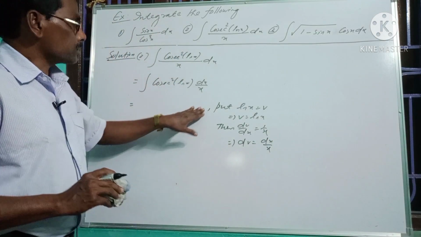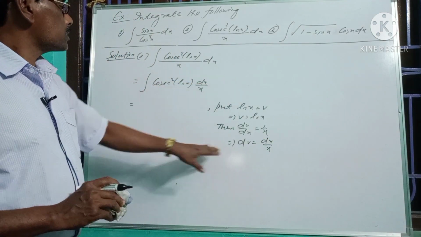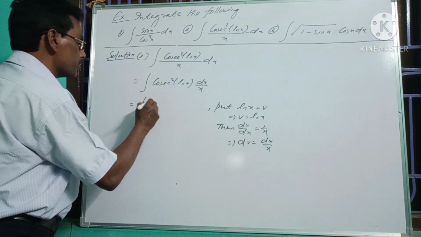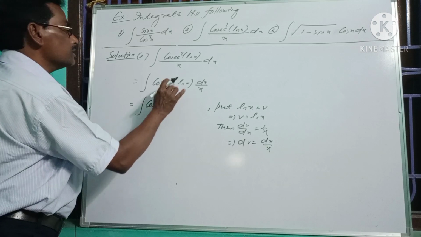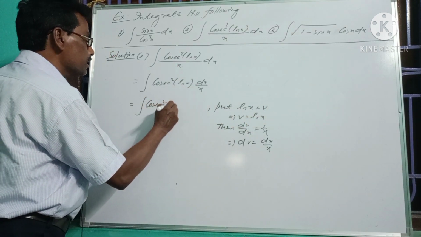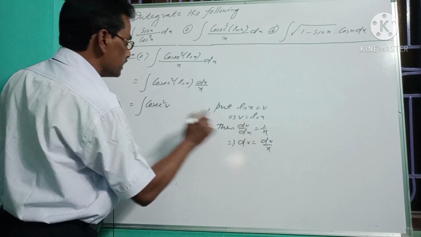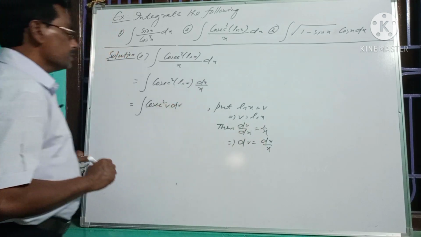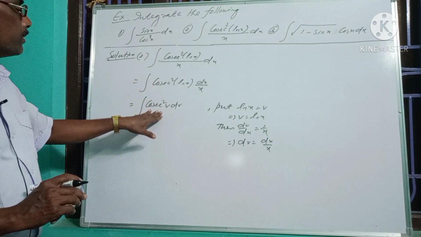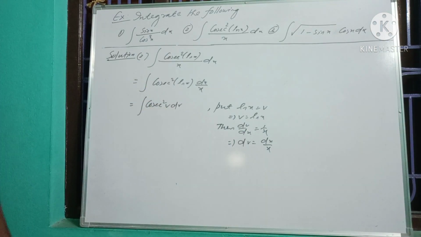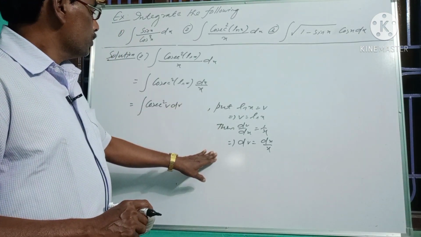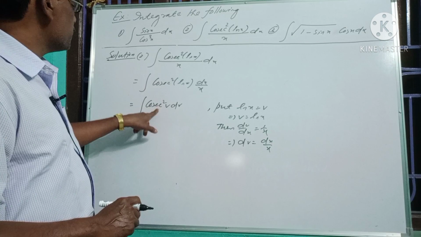After substitution and differentiation, let us substitute those values in the integrand. It will give us integration of cos square, and in place of ln x we can take v. So we have integration of cos square v, and in place of dx by x we can take dv. So now we reach the integrand, that is integration of cos square v with respect to v.